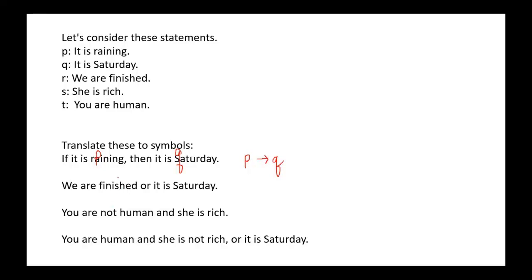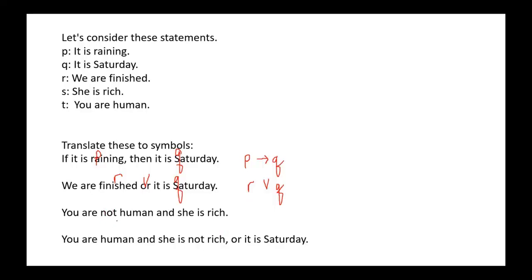We are finished. We are finished is R. It is Saturday is Q, but this time the connector is OR. OR is the one that looks like a V. So we have we are finished, or it's Saturday.